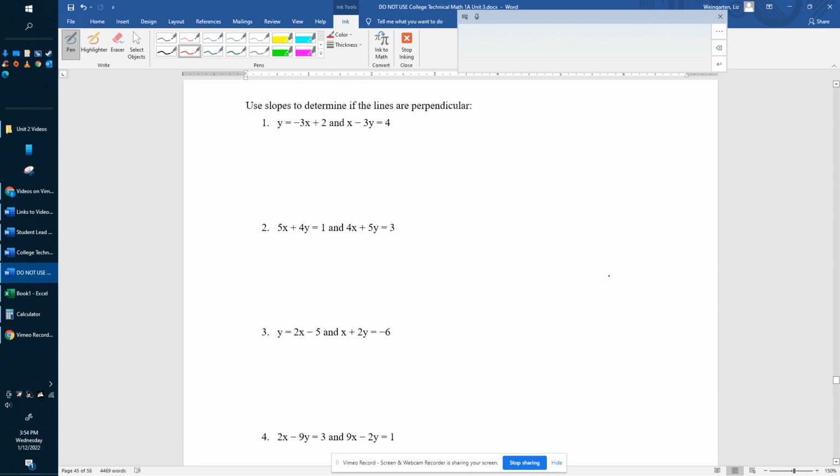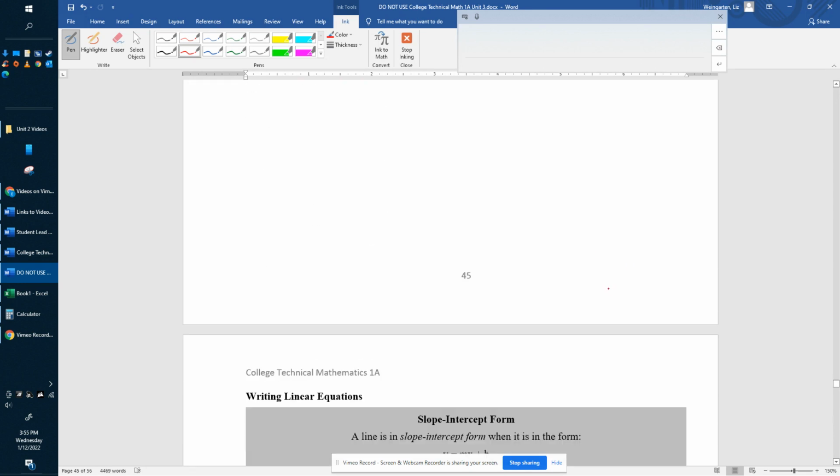Take a moment, do problem 20, see if any of those lines are perpendicular.